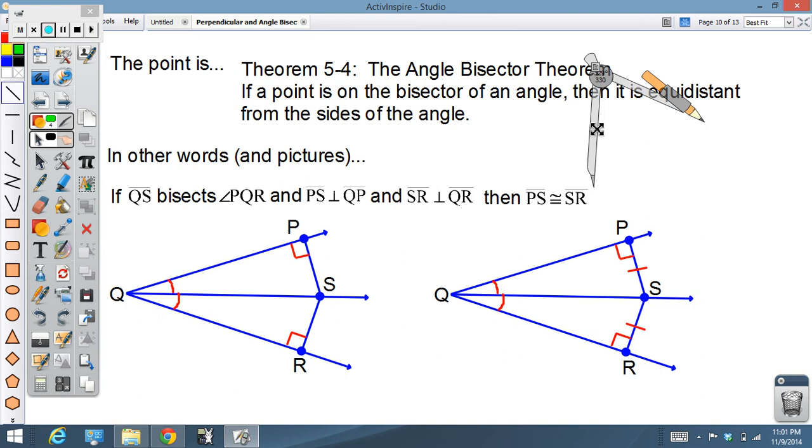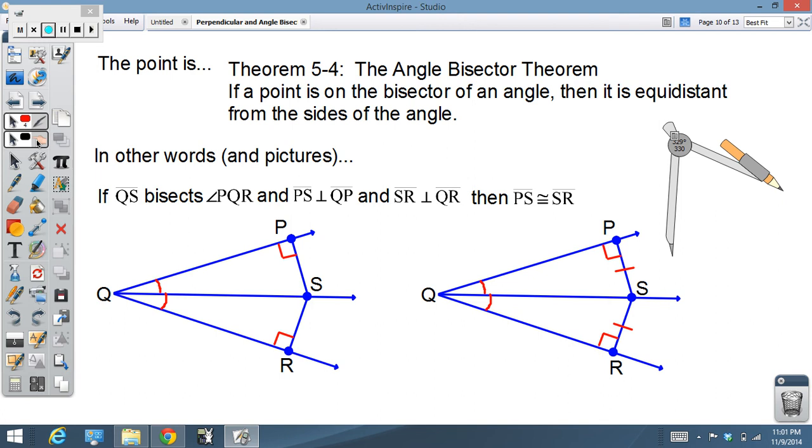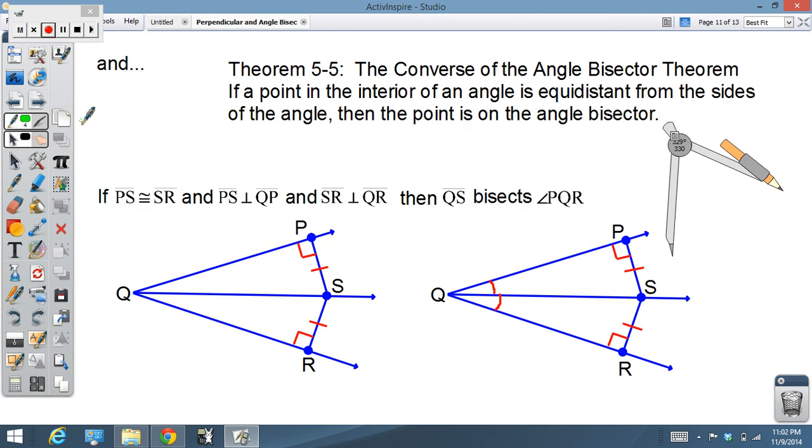What we're saying here is basically an explanation of Theorem 5.4. An angle bisector: if a point's on the bisector of an angle, then it is equally distant from the two sides. So here point S is on the angle bisector, therefore PS must be congruent to RS. If a point lies on the angle bisector, it is equally distant from the sides. Not only that, converse is true as well. If a point is equally distant from the two sides of an angle, it must lie on the angle bisector.